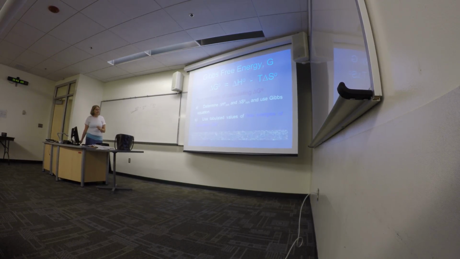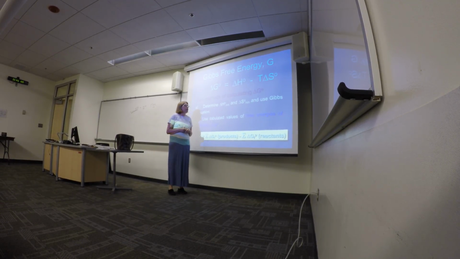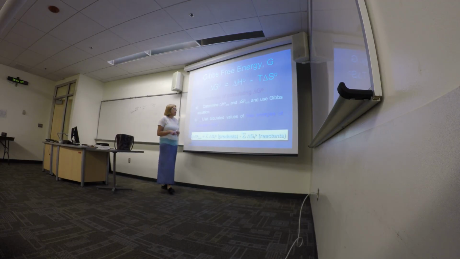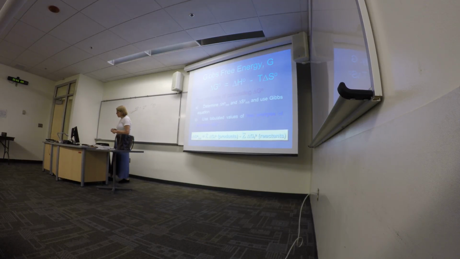There are two methods of calculating our standard change in free energy. The first way is, you can imagine, since we've gone to all this trouble to come up with this equation, we can determine the change in our standard enthalpy, we can determine the standard entropy, and we can use the Gibbs equation. Sometimes you'll be told to use tabulated values, or if somebody tells you to use standard free energies of formation, that means to look up a table in the appendix. So those are the two ways.